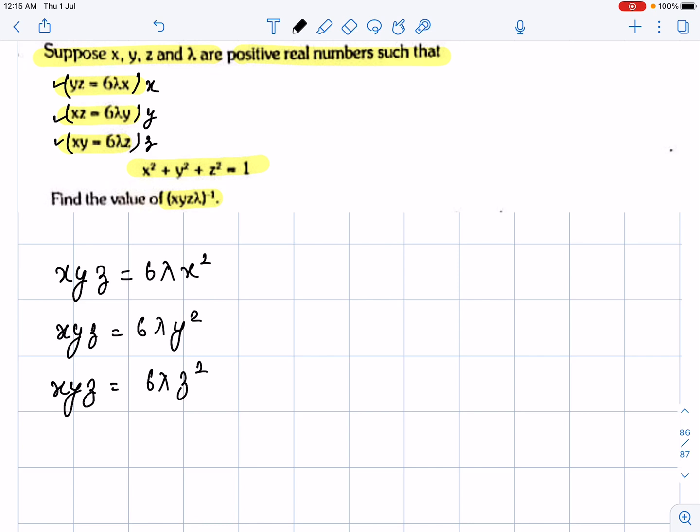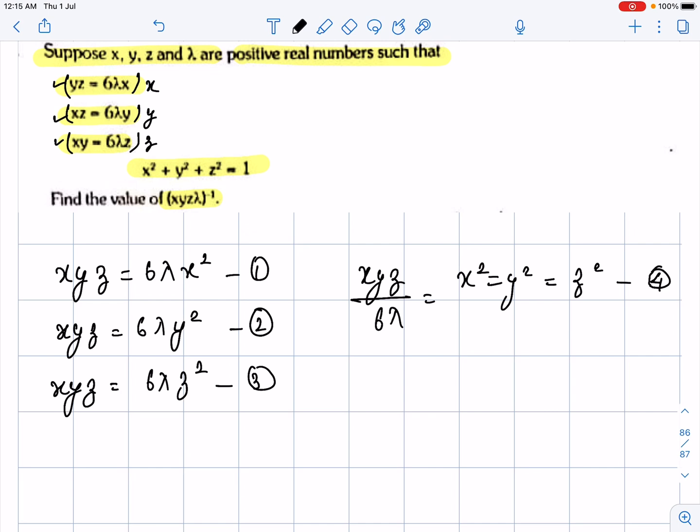Now my dear students, the LHS of all the equations are same, that is first, second and third. And 6 lambda is common on all the RHS. In all the three equations, 6 lambda is common on the RHS portion. So I'll write xyz divided by 6 lambda is equal to x square is equal to y square is equal to z square. That is the fourth relation I have generated over here, and let the given condition be the fifth relation.